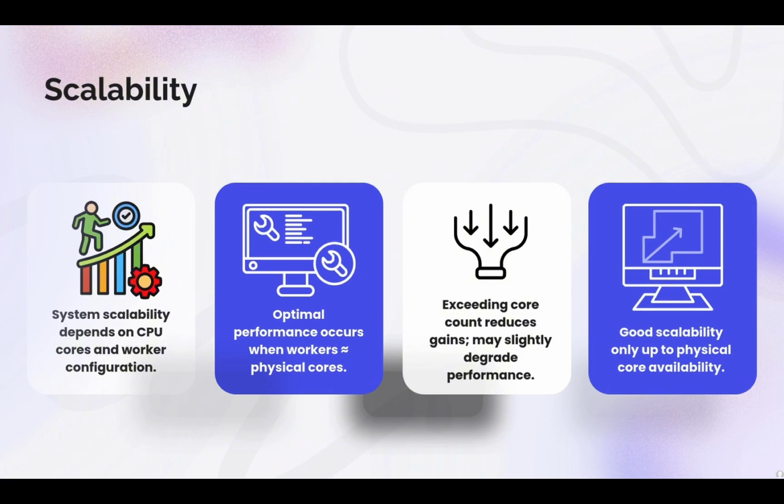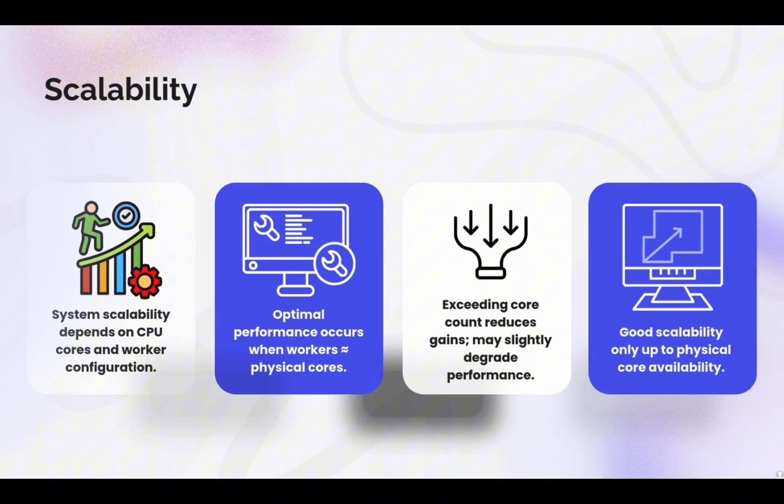Now I'm going to talk about the discussion of results and insights gained in our project. On this slide, we focus on the scalability of our parallel image processing system. The performance of the system is strongly influenced by two main factors, which are the number of available CPU cores and how many workers we configure for parallel execution.